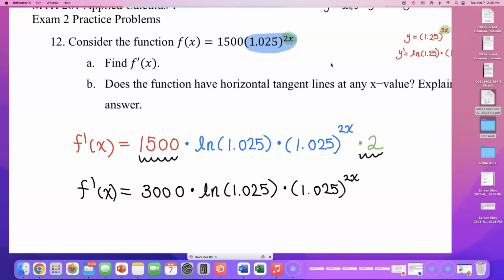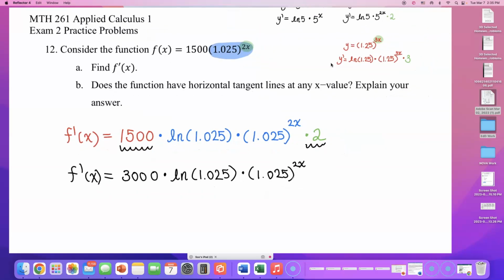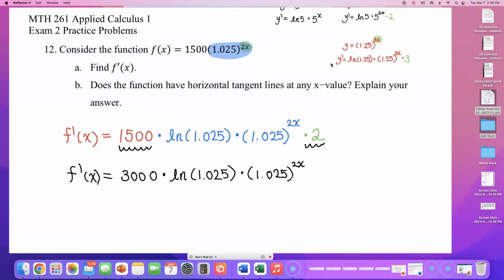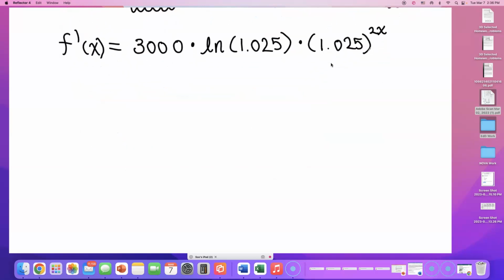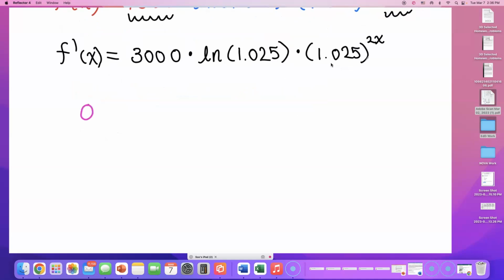Okay, now, does the function have a horizontal tangent line at any x value? Okay, explain your answer. Now, horizontal tangent happens, we're looking at part B now, when the slope of a tangent line is 0, right? So let's try to find this by setting the derivative equal to 0. Not plugging in x equals 0, but we're setting this derivative that we just found equal to 0. So look, I'll say 0 equals this entire thing, okay?